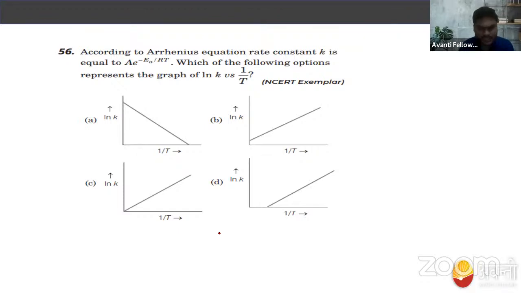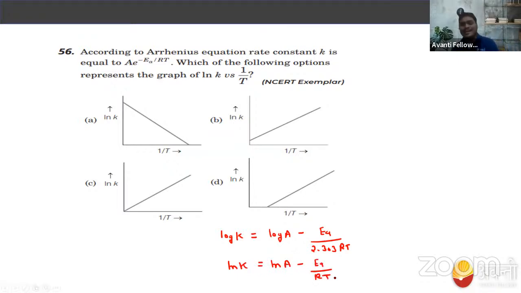We all know that when you derive the formula, you'll get log K is equal to log A minus Ea divided by 2.303 RT. Right. This is what we have. Okay. So in terms of natural log, we can write ln K is equal to ln A minus Ea divided by RT only, because whenever you want to change from ln to log, we just multiply by 2.303. Similarly, if you want to change from log to ln, just divide by 2.303.